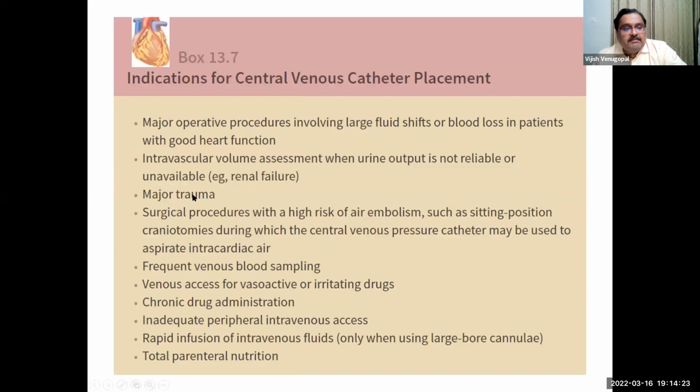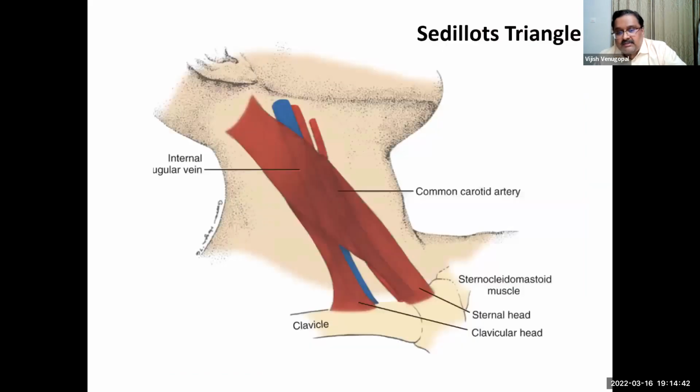Next, we come to the central venous pressure lines. So the indications are major operative procedures involving large fluid shifts, major trauma, surgical procedures with high risk of air embolism so that you can aspirate the intracardiac air, frequent venous blood sampling if required, chronic drug administration, inadequate peripheral intravenous access, and total parenteral nutrition are some of the indications for placing a central venous catheter.